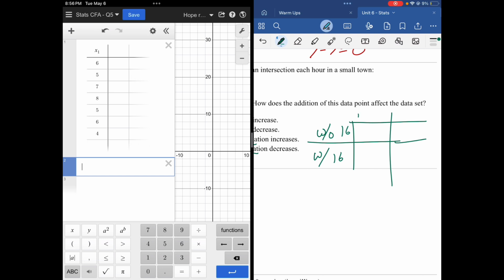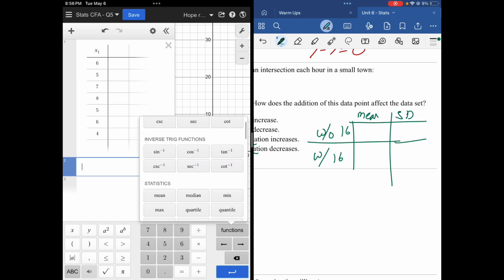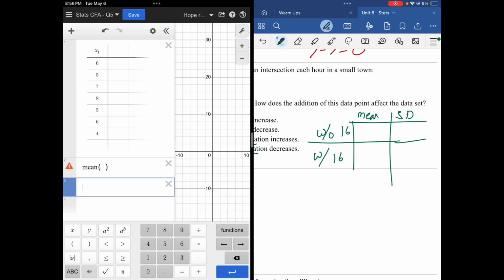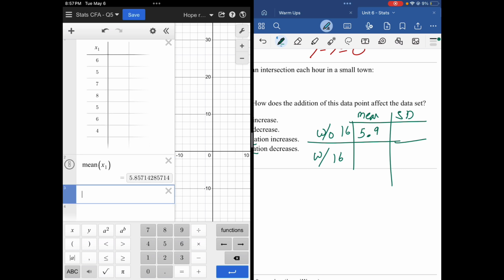We need the mean and the standard deviation. So let's go ahead and figure out what the mean is. We can do our function button and do mean. So I'm going to put in my table X1. So our mean we get without the 16 is 5.9.